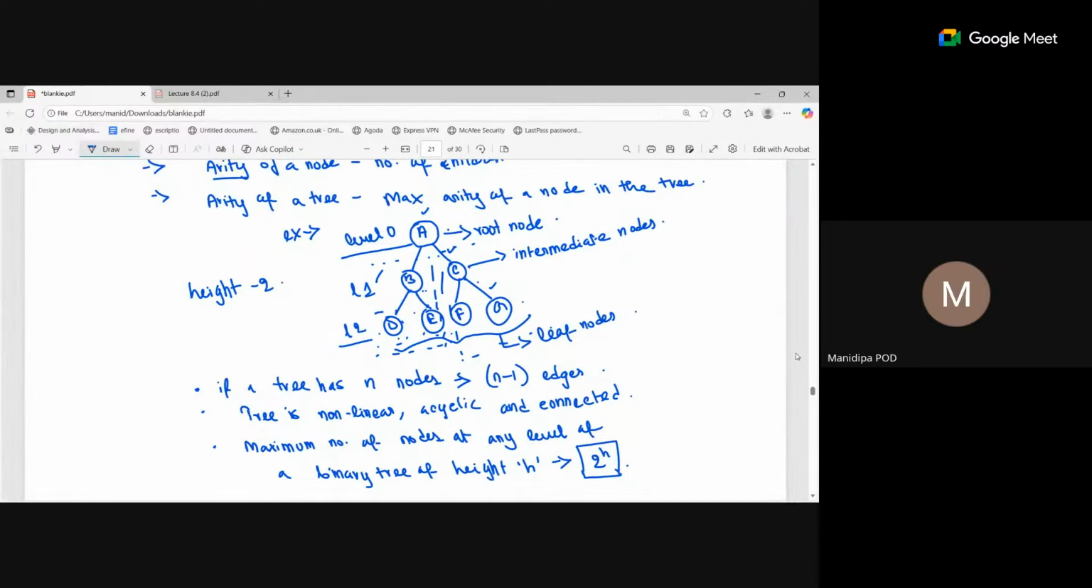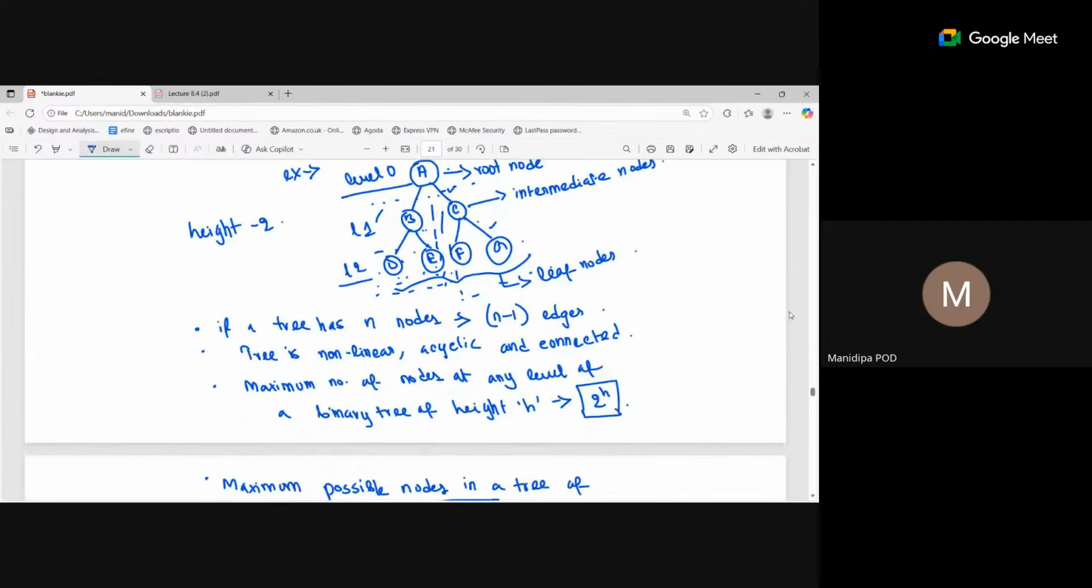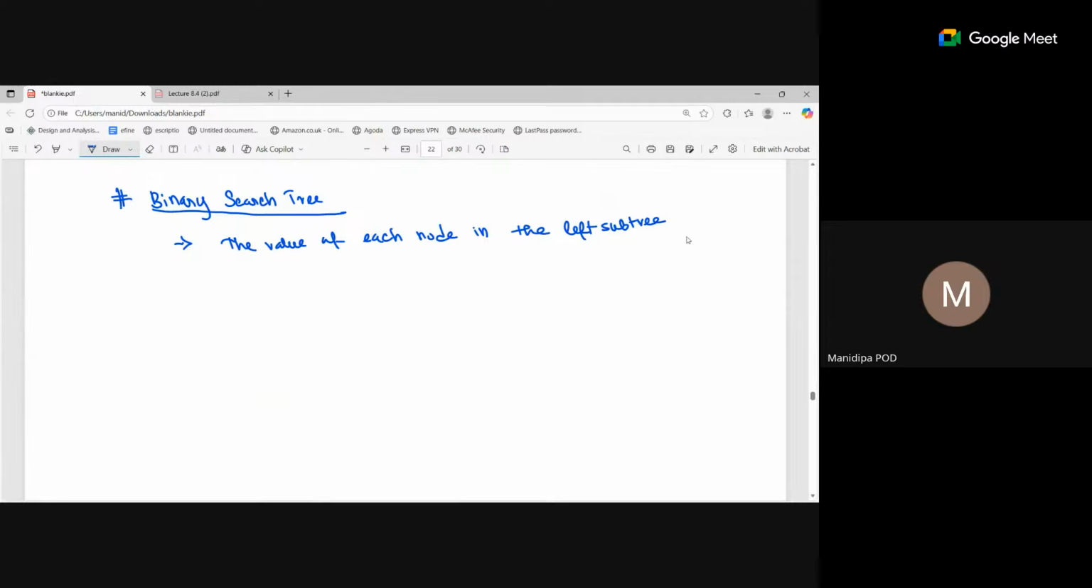In binary search tree, the rule is here, if A is the root node, then B has to be smaller than A. Right, D has to be smaller than B, and E has to be greater than B but smaller than A. So basically everything to the left hand side of A has to be smaller than A strictly, and everything to the right hand side of A has to be larger than A. Then again this relationship continues for every child parent pair. So the value of each node in the left subtree is less.